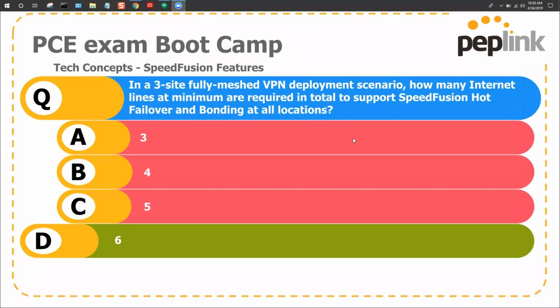Because remember, in order to support the higher features of SpeedFusion, we do need multiple internet connections for them to take advantage of on that particular side. So for a 3-site setup, having 6 total internet connections, 2 at each point, is what we're going to be looking for.